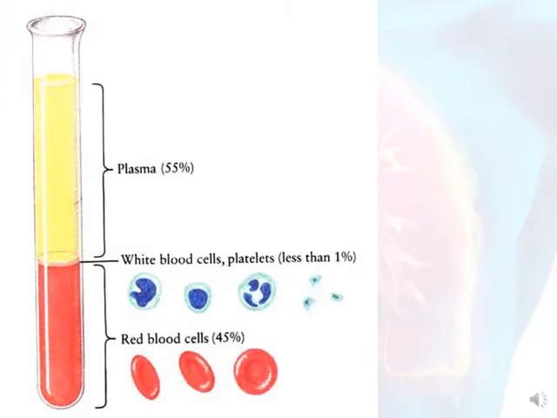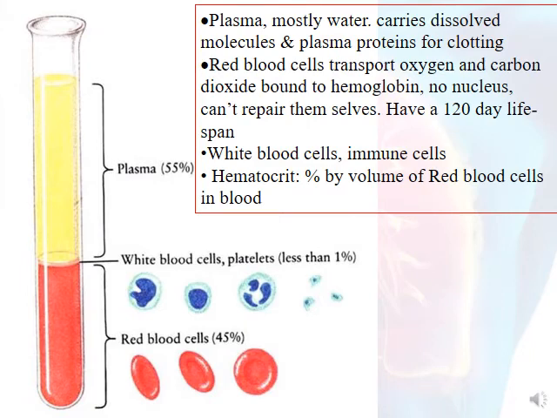This represents the components of the blood. Plasma, mostly water, carries dissolved molecules and plasma proteins. They are important for clotting. Red blood cells transport oxygen and carbon dioxide bound to hemoglobin. They contain no nucleus. They are called anucleated cells. They can't repair themselves. They have a lifespan of about 120 days.